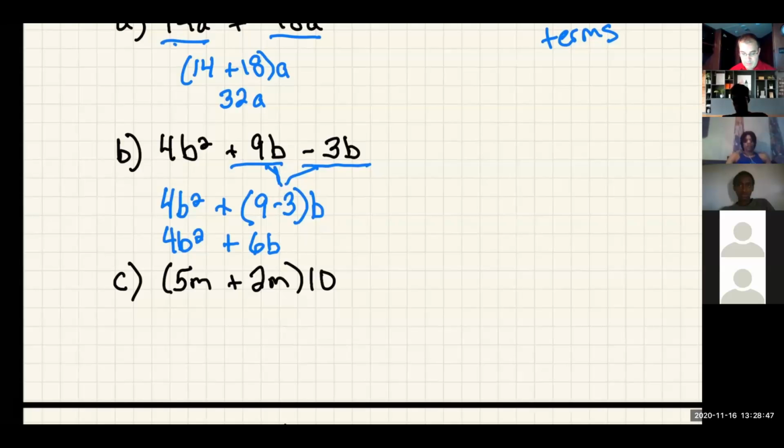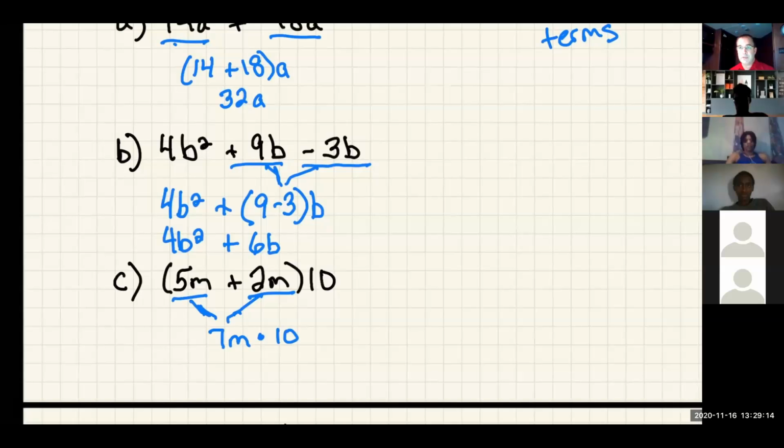So I'm going to go ahead and combine these two like terms that are in the parentheses. I'm going to stop doing what I did on A and B where I put the coefficients in parentheses. I'm just going to go ahead and do it. I'm going to say, well, I know that 5 plus 2 gives me a new coefficient of 7 while I keep the letter M with it. And that's being multiplied by 10.